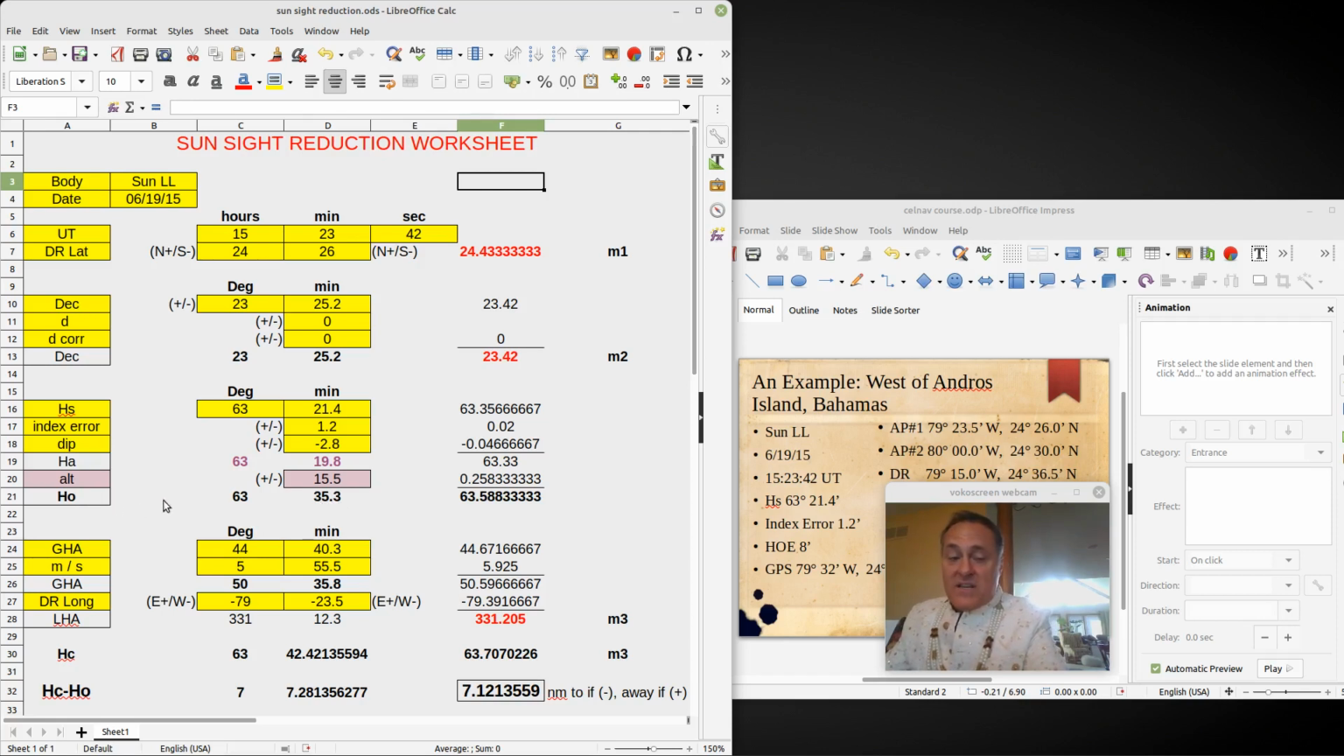So you see that the sextant altitude we get has to be corrected for index error, dip, parallax, altitude, refraction. All these things are taken care of by looking up the values in the tables, and we get this corrected value, which is observed altitude. That's the altitude at the boat, as you might recall.